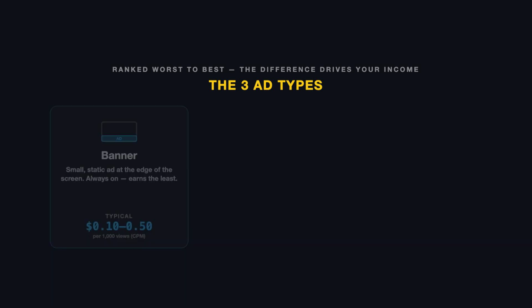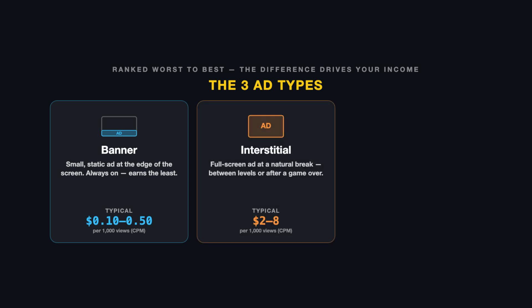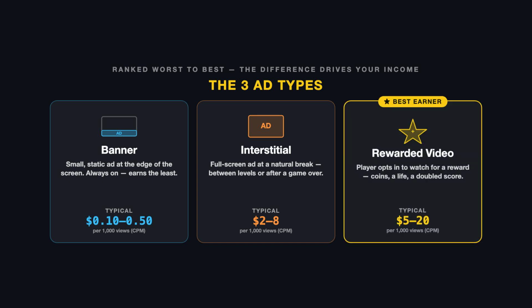Those ads come in 3 flavors, and the difference really matters for your income. First, banner ads. A small, static ad sits at the edge of the screen while you play. They earn the least, think fractions of a cent per view, but they are always on. Second, interstitials. A full-screen ad that plays at a natural break, between levels, or after a game over. They pay more than banners, because they have the player's full attention for a few seconds.